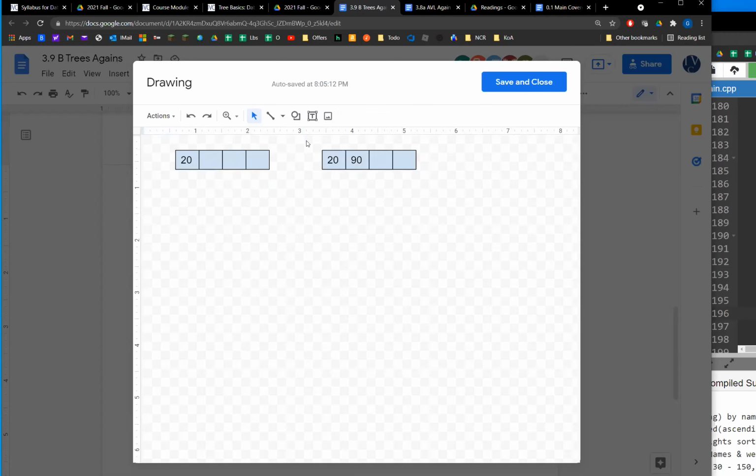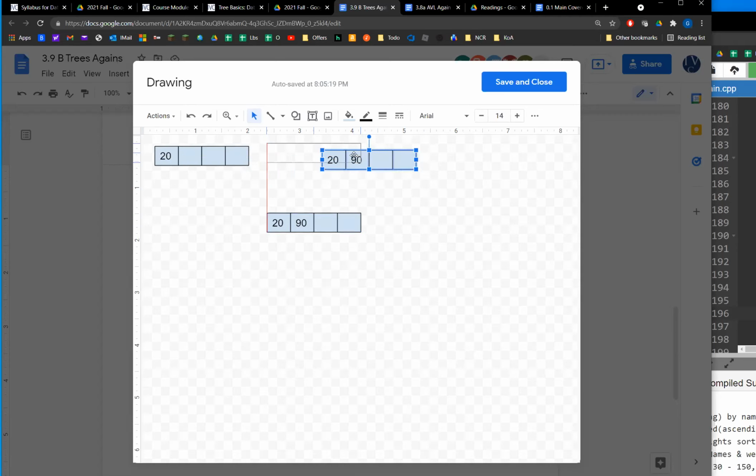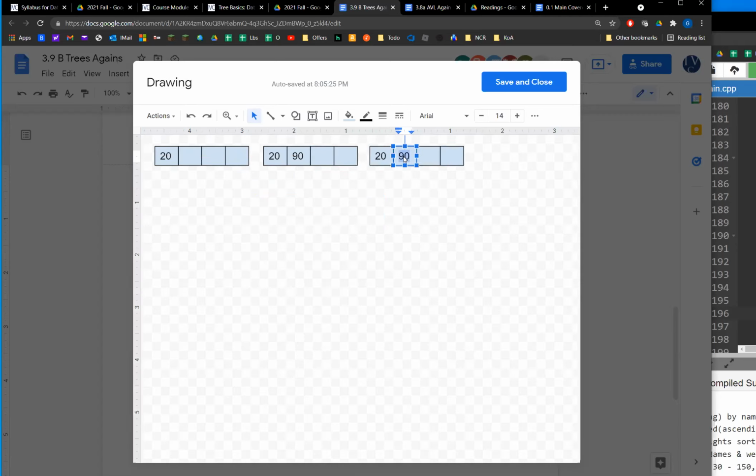90 comes along. All right, we're still a leaf. And let's shrink this a little bit. Go ahead and add 70 in. 70 pushes 90 over. And if we add 15, 15 pushes everybody over. We draw it like that. And we finally have a full, it's a 3-5 tree.